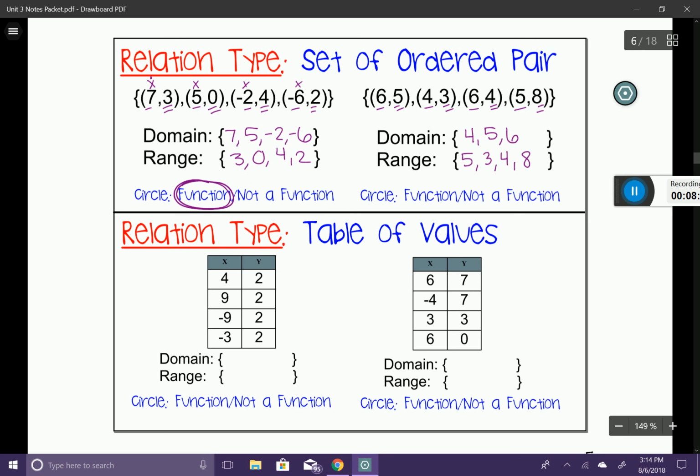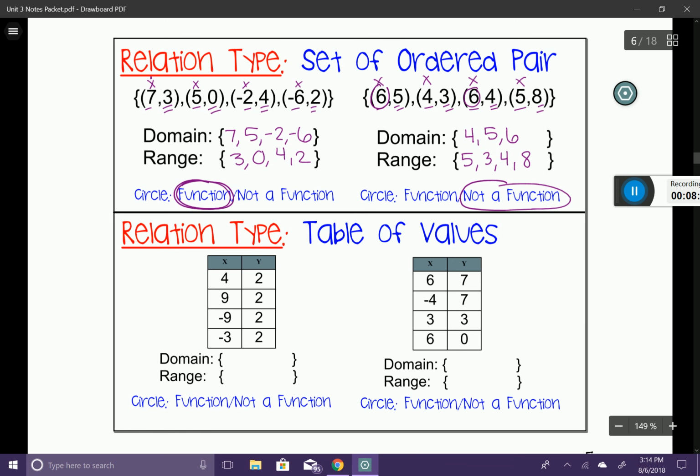Now the question is, is this a function? And all we need to do is look at those x values. It doesn't matter at all about the y values, it just matters about the x. You can see that we have a 6 and we have a 6, and therefore they repeat, and therefore this is not a function.